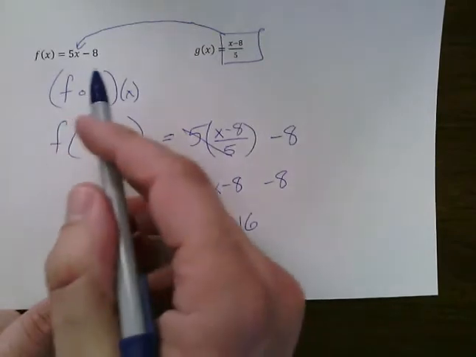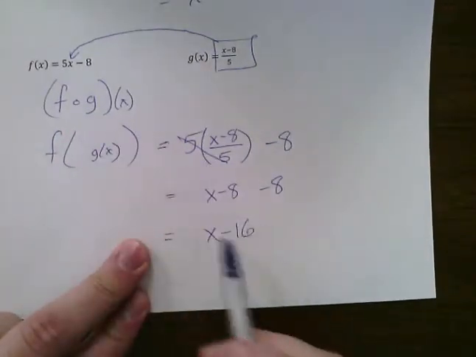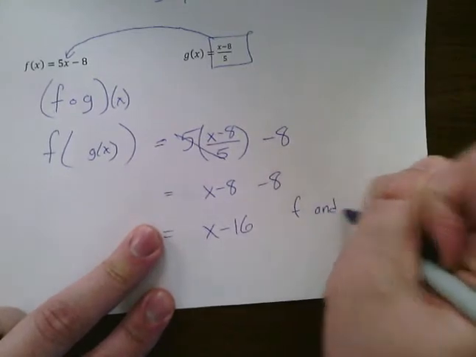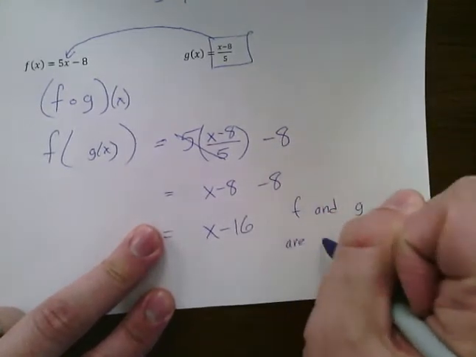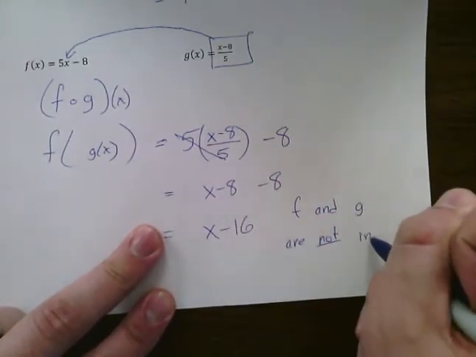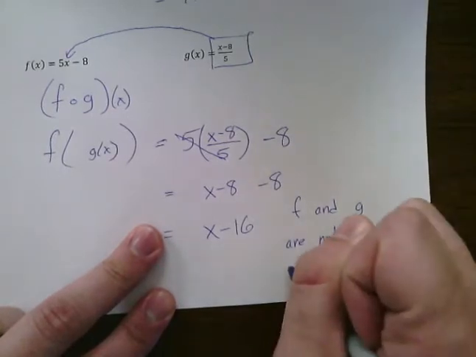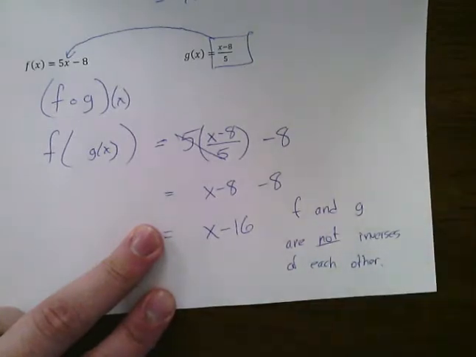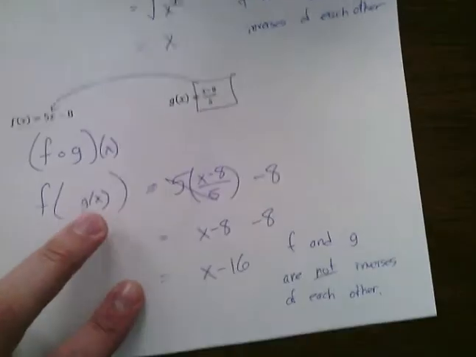So what we have here is, I did f of g of x, and I did not get a plain old x. So what do we know? f and g are not inverses of each other.